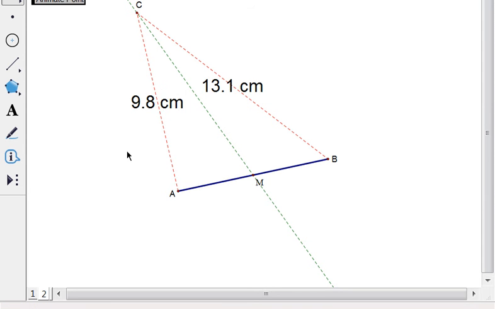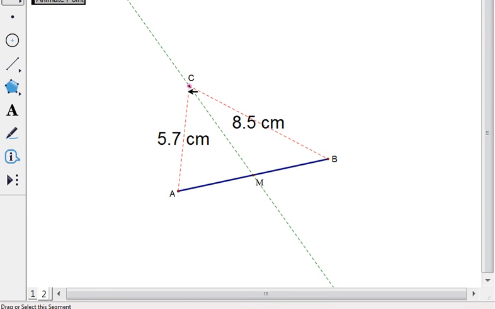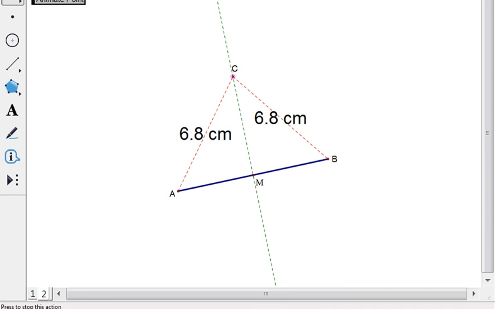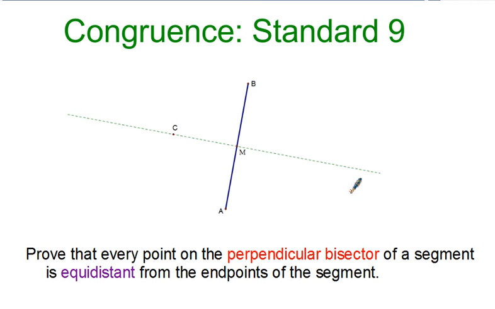All right, but there's a special situation in which those two distances are exactly the same. And that's when the line is a perpendicular bisector of the segment. And so that's what we're studying in this lesson. Okay, so with that being said, let's set out to prove this result.